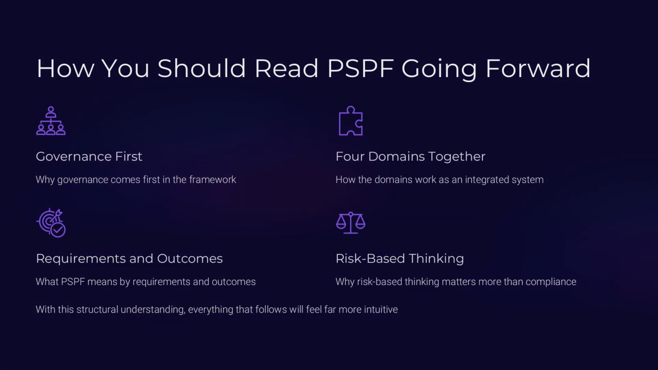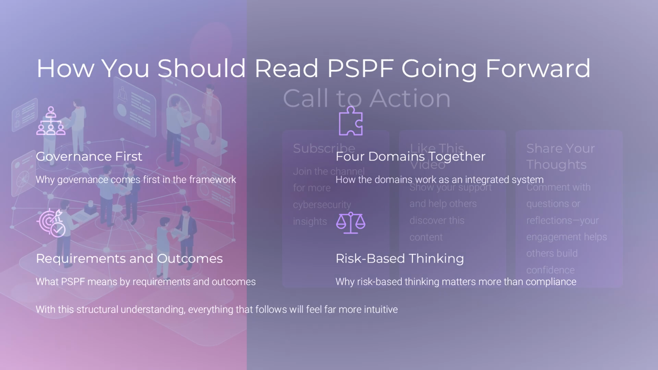By the end of this lecture, you should feel confident opening PSPF documentation and understanding how it is organized. You now know why governance comes first, how the four domains work together, what PSPF means by requirements and outcomes, and why risk-based thinking matters more than compliance. As you move into the next lecture, you will start exploring governance in depth and how security becomes embedded into organizational leadership. With this structural understanding, everything that follows will feel far more intuitive.